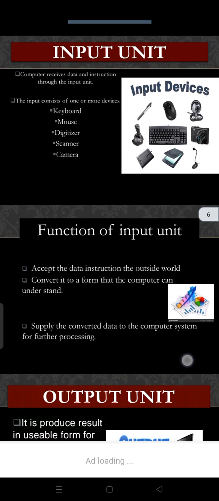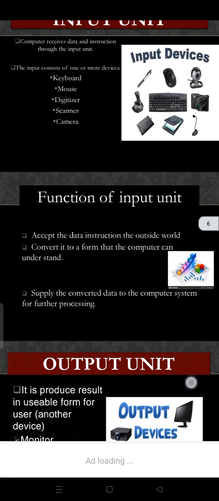Now, what are input units? In the input unit, we talk about the input devices that are used to give data and instructions to the computer. The input devices consist of keyboard, mouse, digitizer, scanner, and camera. These are the major input devices that are used to input data into the computer.